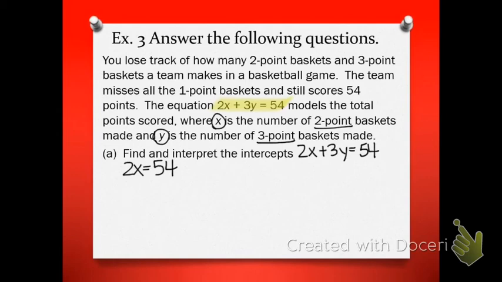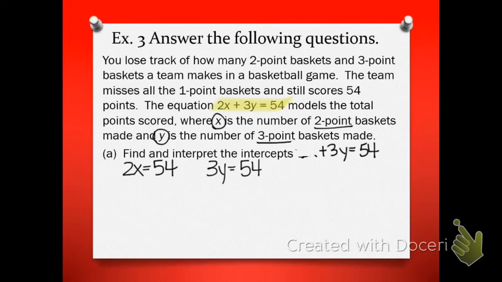Now, I need to find the y-intercept, which means what needs to go away? 2x. The x needs to go away, right? If I'm trying to find the y-intercept, x has got to go away, so I'm covering up 2x, and what does that leave me with? 3y equals 54. Awesome.